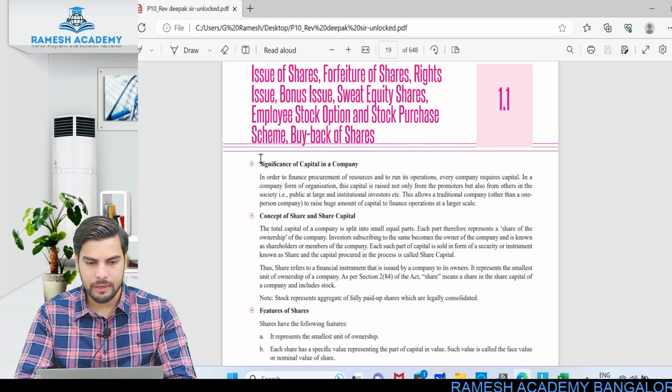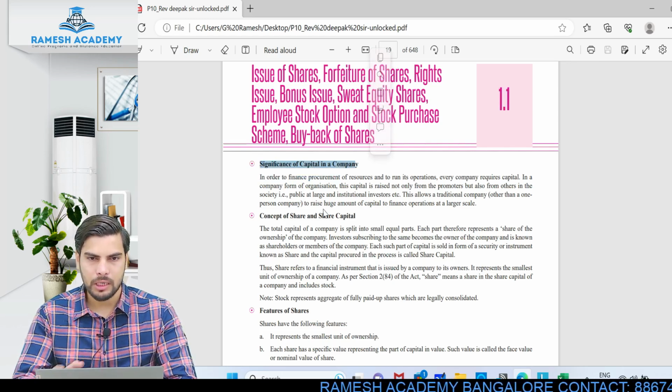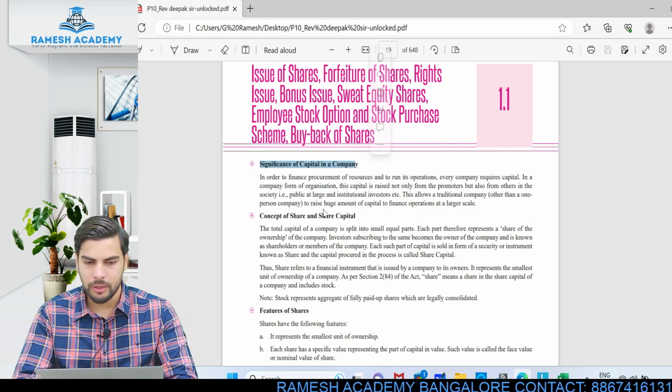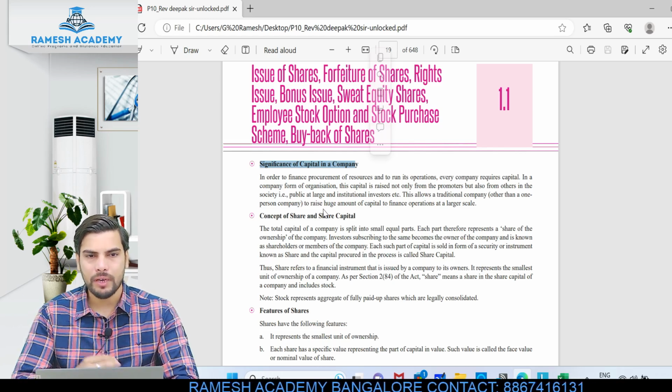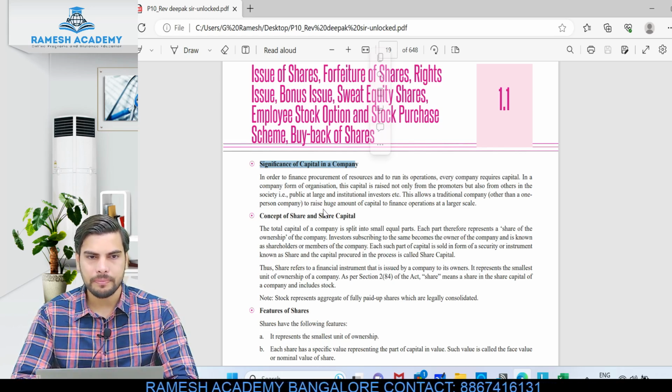Okay, let me briefly make you go through this particular information which is available in your study material. Not much important from examination perspective. Let me just quickly go through these particular aspects. Now, significance of capital in a company. What is the significance or importance of capital in a company?